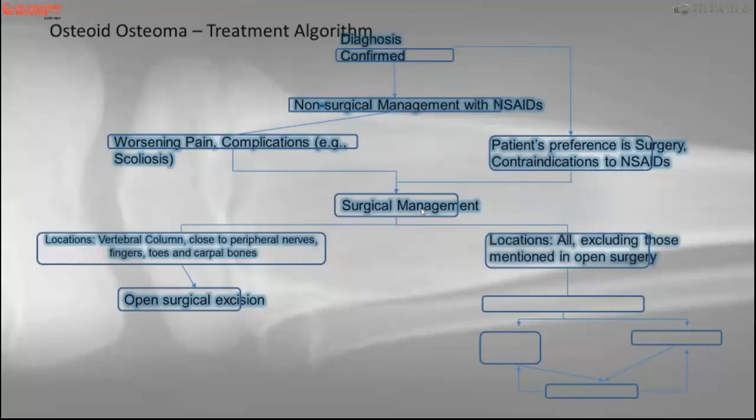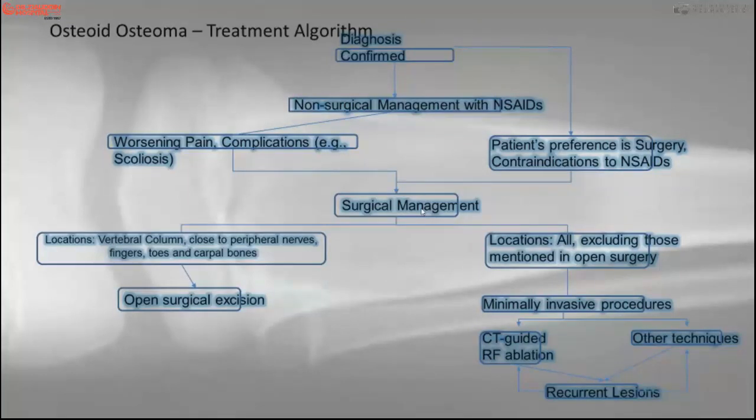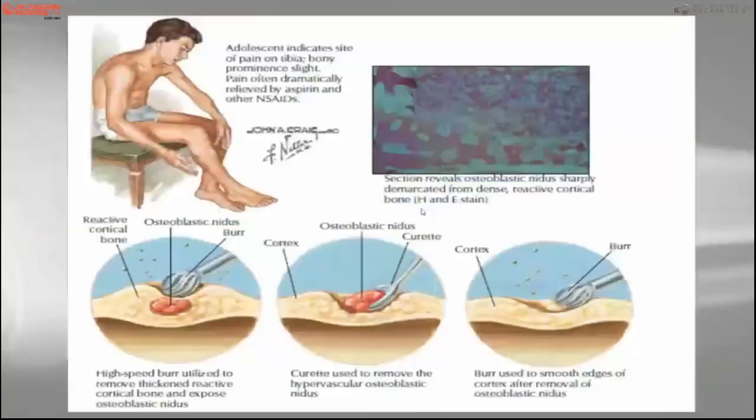But in locations excluding the others that I told you, we go for minimally invasive procedures, CT guided ablation and other techniques, and for recurrent lesions, again, we can go for CT guided radiofrequency ablation. We can also use burrs to remove the lesions. This is a typical boy with a lesion, coming with night pains. This is how we can use the burr. The central nidus is then curetted and scooped out, and we can clear the whole lesion.